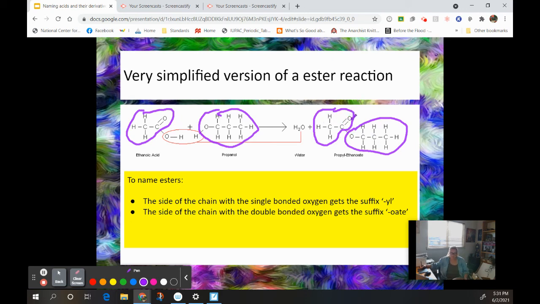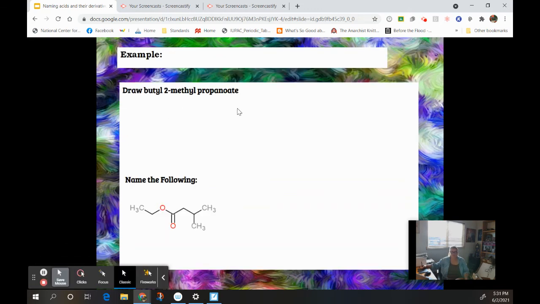To name this thing, what we have to remember is that the single bonded oxygen side, which in this case would be the propyl side, will get the suffix -yl, and the side of the chain with the double bonded oxygen is going to get the suffix -oate. So you actually have 2 carbon chains to name here. So here's a couple of examples.